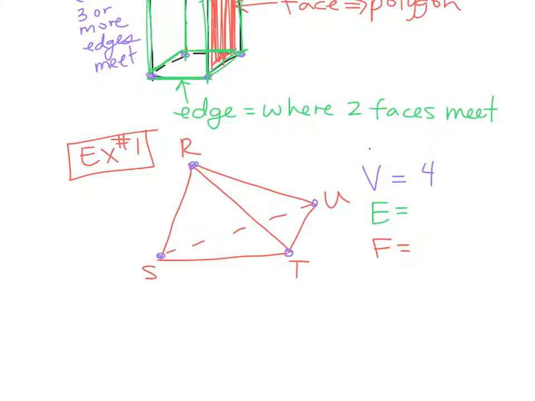There's 6, because the dotted line is actually an edge. The only reason it's dotted is because it's hidden, right? So that's just showing us that we can't actually see it right now, but it is there. So there would be 6 edges. And then how many faces? 4 faces. There's the base, the bottom triangle, and then there's 3 triangles that wrap around, okay? So your faces would be 4. So it goes 4, 6, 4 on that one, okay?